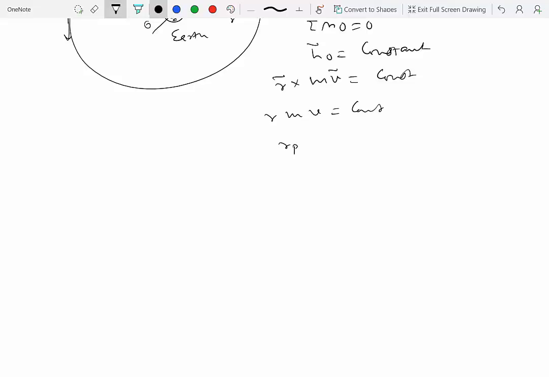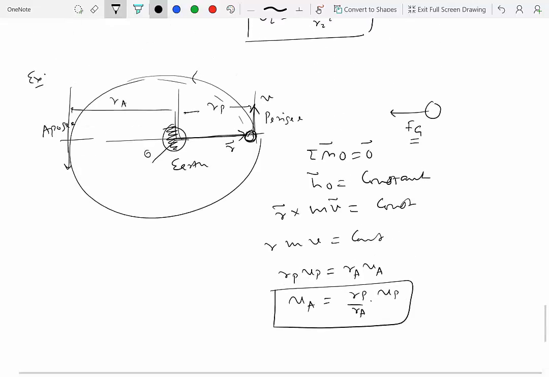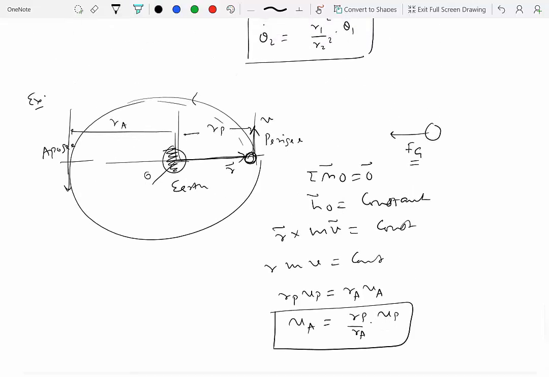That means R sub P times velocity sub P, which is the velocity at perigee, is equal to the distance at A, at apogee, times velocity at A, and that gives you directly RP over RA times velocity of P. So if you know the distance and the velocity at one point, and you know the distance at the other point, you can compute the velocities as well.